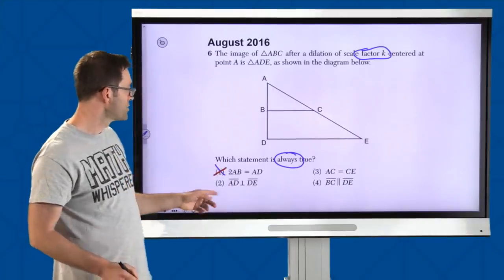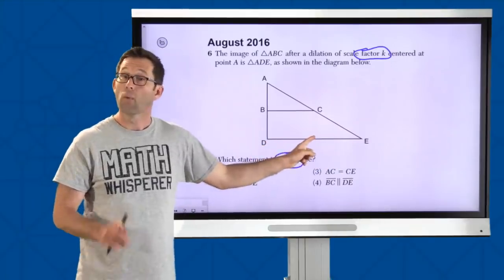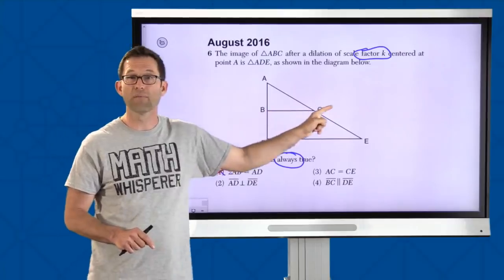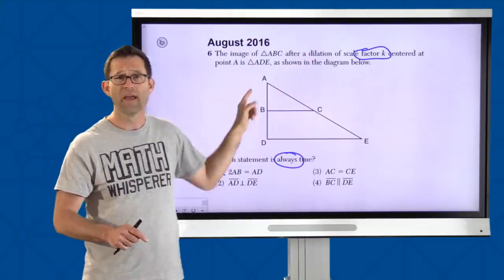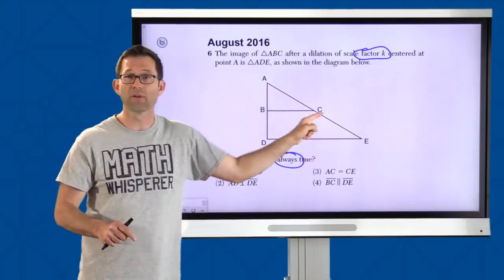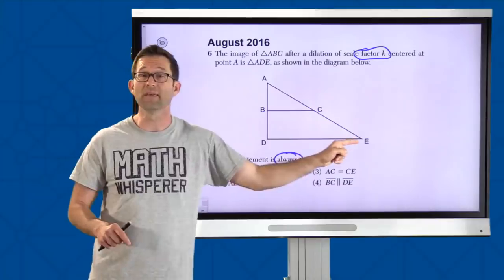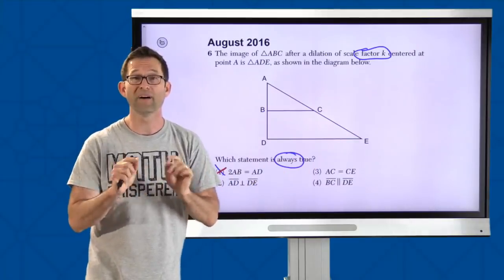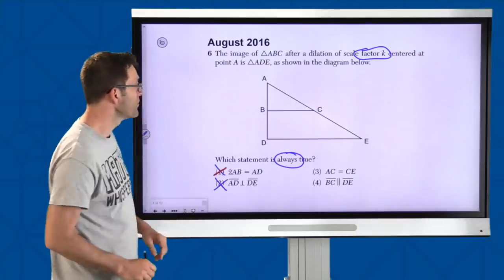All right. Number 2, AD is perpendicular to DE. Well, again, that would be true if we knew that AB was perpendicular to BC. If they told us somewhere up here that AB was perpendicular to BC, then certainly AD would be perpendicular to DE because dilations preserve angles. But we're not told that. So that certainly doesn't have to be true either.